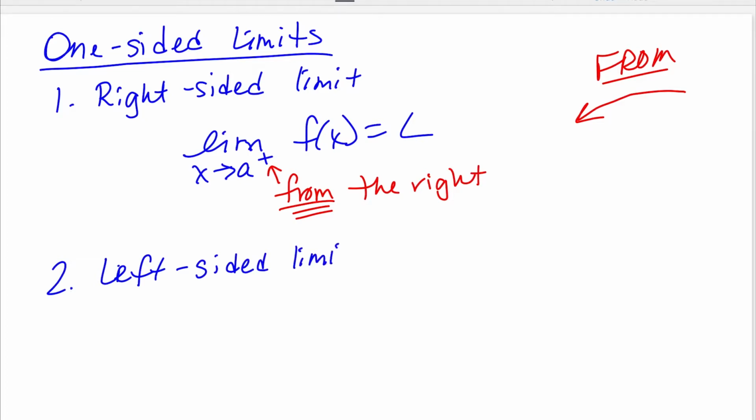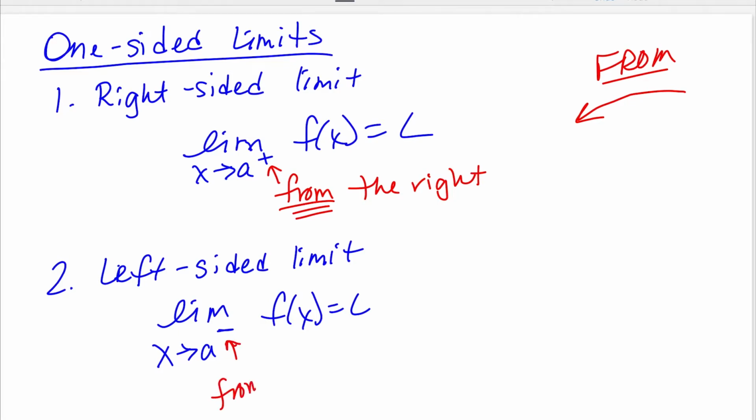left-sided limit as x approaches a from, again, the left. That's the kicker. It says where I'm coming from. And that's a little minus sign because I'm coming from that negative side, from the left. That's the main thing. When I'm talking about a one-sided limit, I'm saying where am I coming from in order to get there.